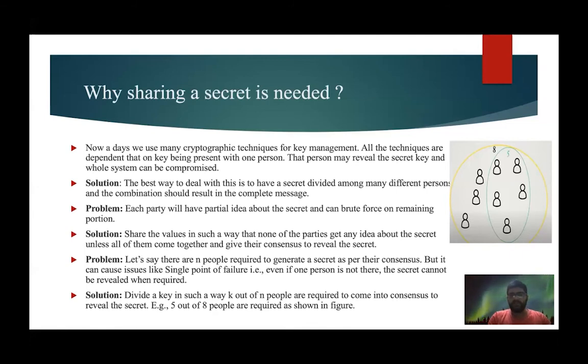So then the final acceptable solution is, as shown in the figure also on the right hand side. If I have 8 members in a place, I can share a key in such a way so that no partial information is disclosed, and not all people are needed to reveal the secret. Let's say if 8 people are there, at any given time, I will need only 5 people, or a consensus from those particular 5 people, to reveal the secret.